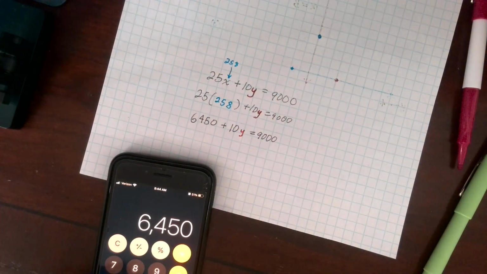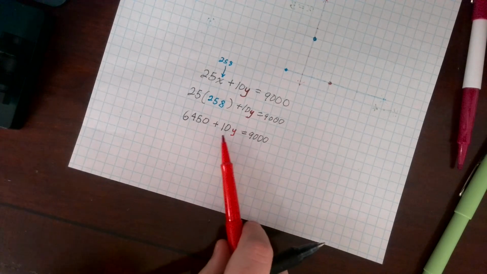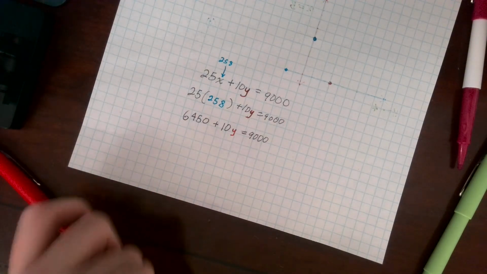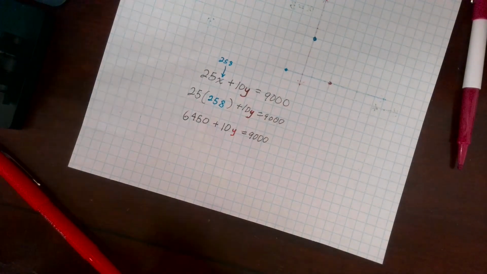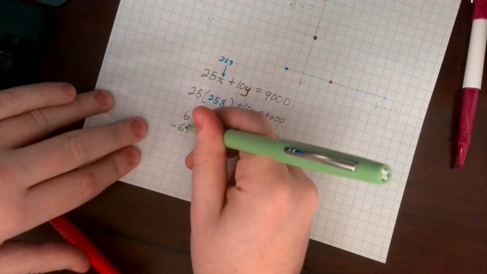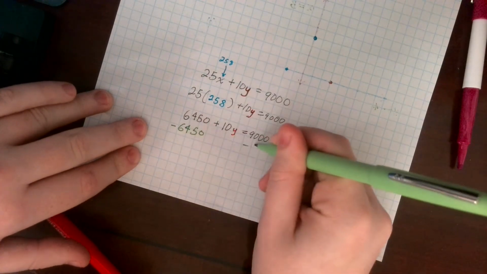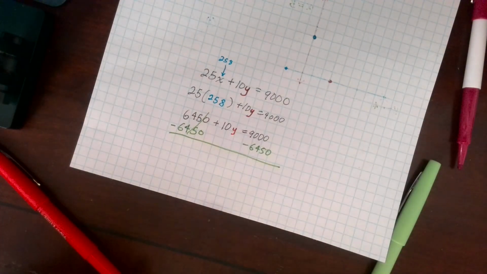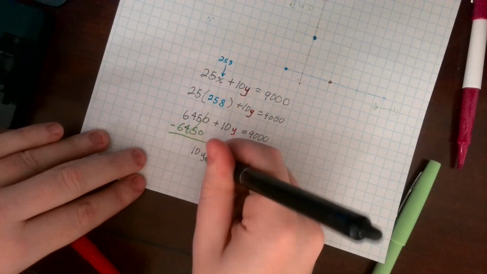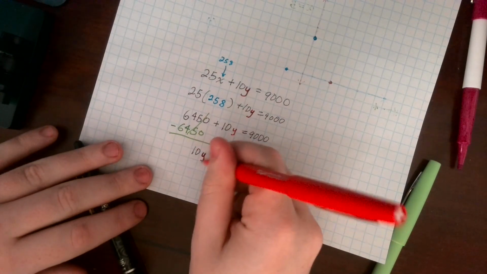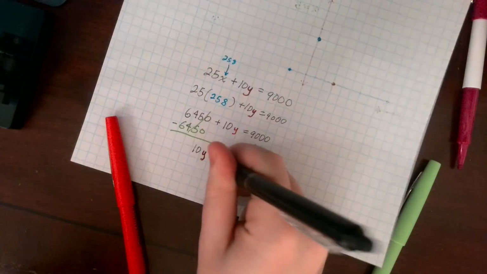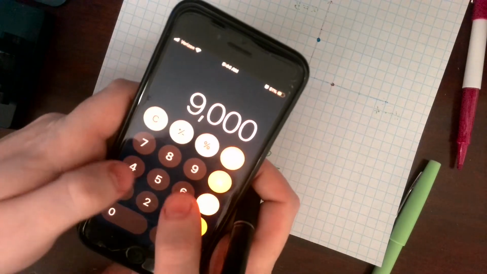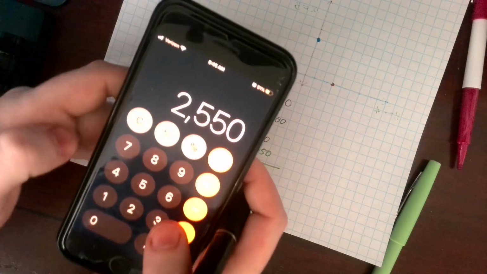There are two things attached to our y. We're multiplying by 10, and we're adding 6,450. So we have to ask ourselves, which do we get rid of first? Well, according to reverse PEMDAS, we want to get rid of this addition first by subtracting. These ones cancel out, leaving us with just 10y on this side. I'll write that in red so we remember what variable we're solving for. And 9,000 minus 6,450 is 2,550.